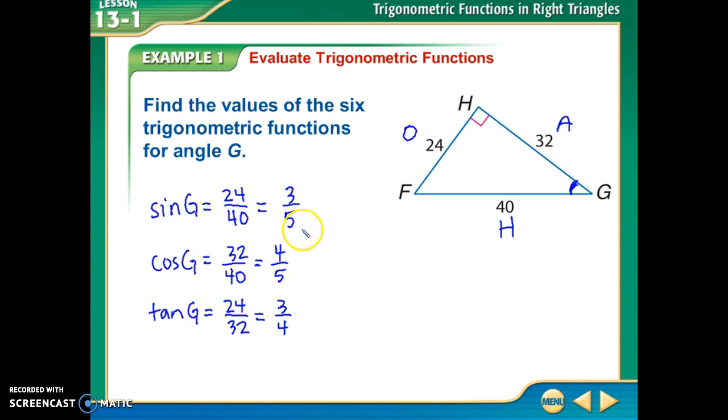Right? Once you have the 3 that we've already seen, to find the other 3, we just flip them. So the opposite of sine is cosecant, right? Remember, they all need a co. So the cosecant of G would end up being 5 over 3. The secant of G would be 5 over 4. And the cotangent of G would be 4 over 3. Okay? It's just the opposite. They all go with 1. Everything has to have a co.